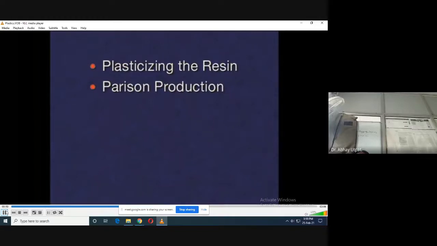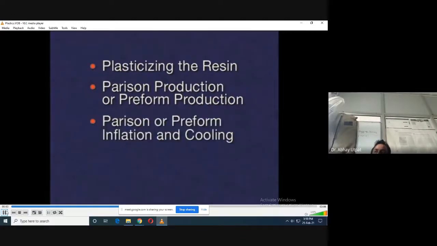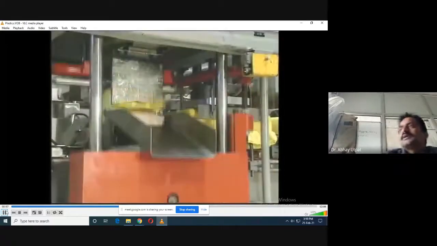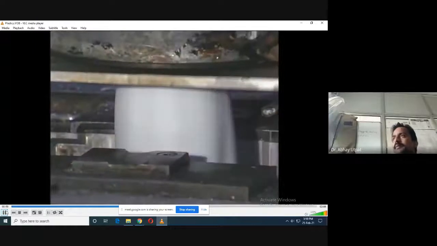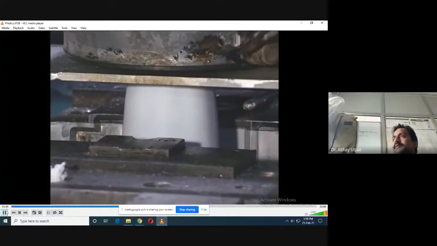First thing is plasticizing the resin. Second, parison production or preform production. Parison or preform inflation and cooling. Ejection from the blow mold. See this. This is trimming. Whatever remaining part is there gets trimmed.